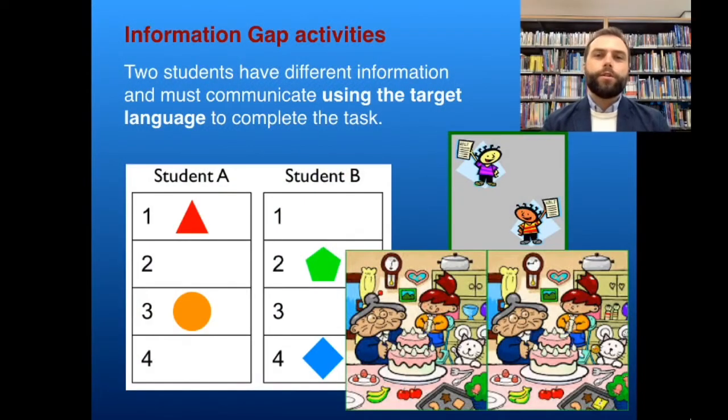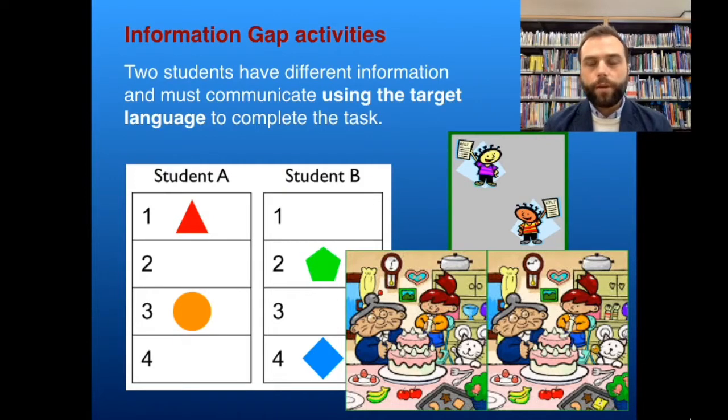So in this video I'm going to talk about information gap activities. Now, information gap activities are a type of communicative activity which are great for the language classroom. They can be designed in many different ways for practicing different types of language.